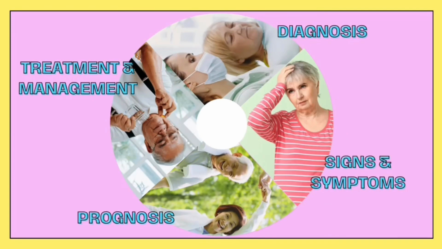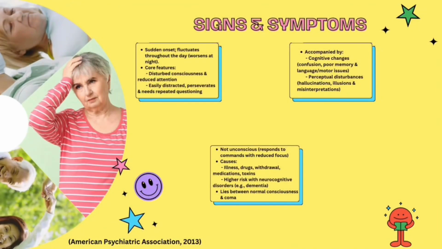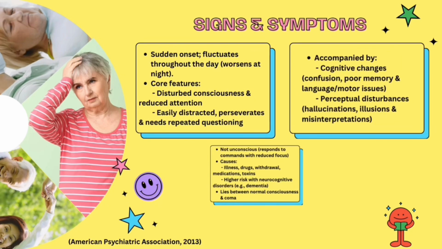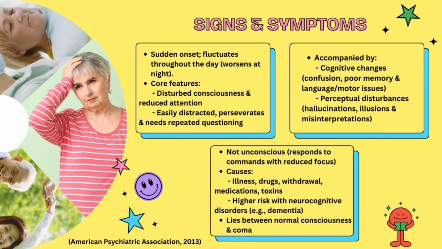Now, we are going to talk about the signs and symptoms, diagnosis, treatment and management, and also the prognosis. Firstly, signs and symptoms of delirium. To diagnose delirium, we look for a sudden drop in awareness and attention. This change happens over hours or days and often goes up and down during the day. There's usually also another symptom, like confusion, memory problems, or trouble speaking. It's not caused by a coma or other brain conditions. Doctors confirm it by checking the person's medical history, physical condition, and lab results to find the cause.